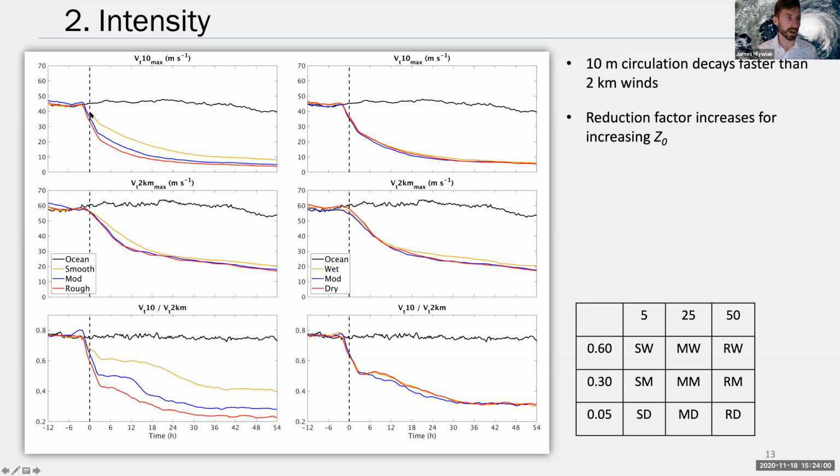So you can see just by eyeballing the charts that the 10-meter circulation decays faster than the 2-kilometer winds, indicating that the weakening takes a kind of bottom-up approach. And consequently, you can see a pretty large sensitivity to increasing Z0 in terms of reduction factor. So that's just the winds are more similar in the vertical direction for the smoother cases, but there's a larger difference between the winds at the top of the boundary layer and the bottom of the boundary layer for the rougher cases. And again, there's very little sensitivity to soil moisture, so I won't spend too much time on that.